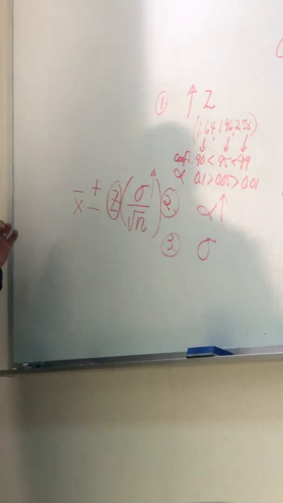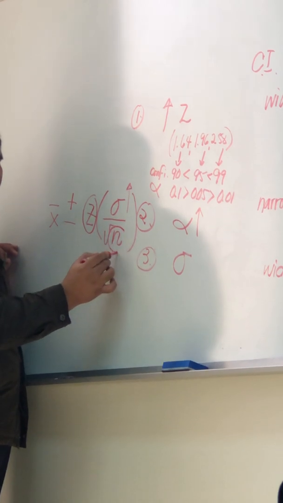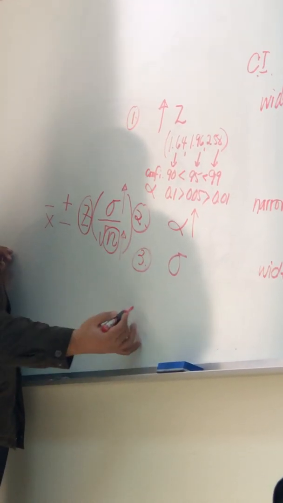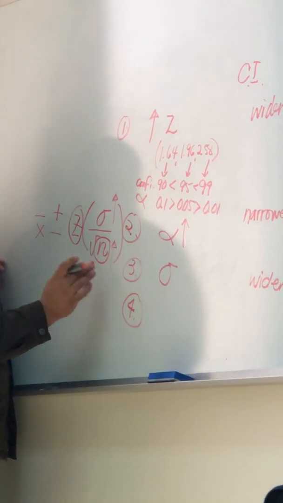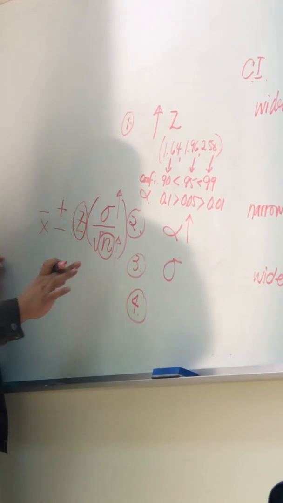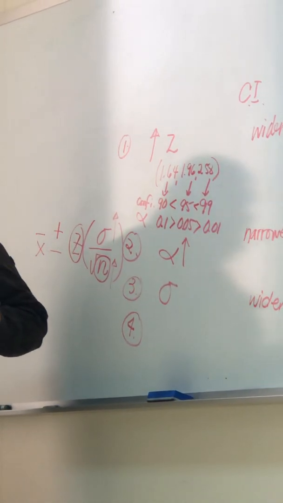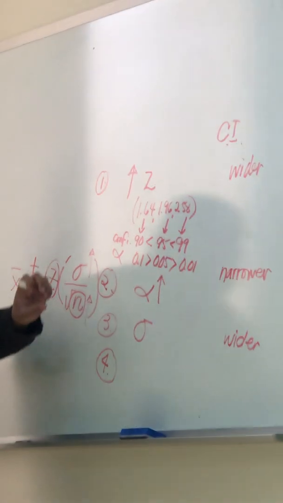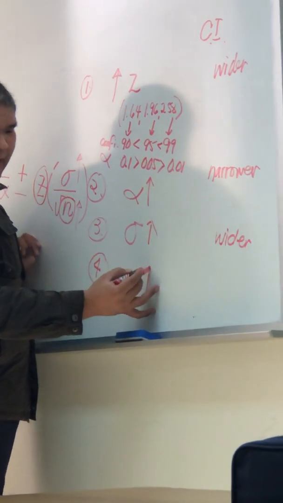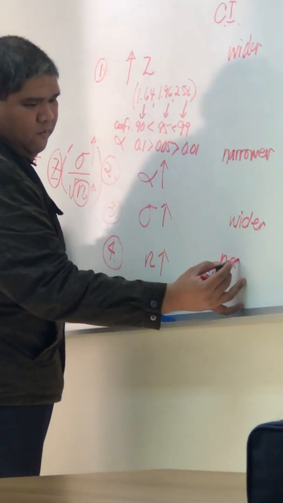Right? Last, n. As n becomes bigger, increase, what will happen to our CI? Increase. This is in the denominator. The bigger the denominator, what will happen to this value? It will become smaller, right? You are dividing into many. Yes. Therefore, the effect of n, as you increase the n, our CI becomes narrow.